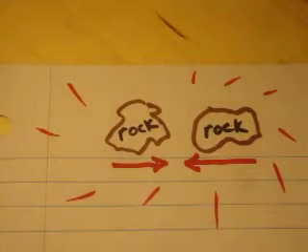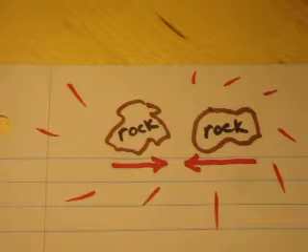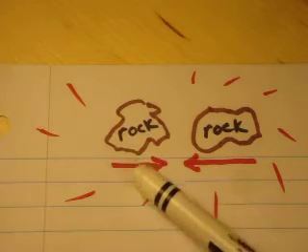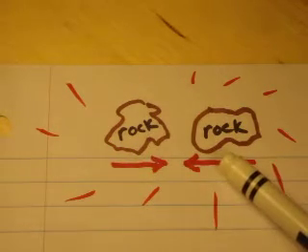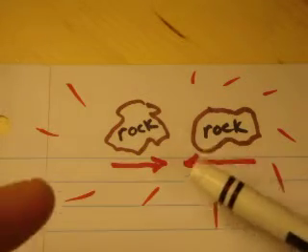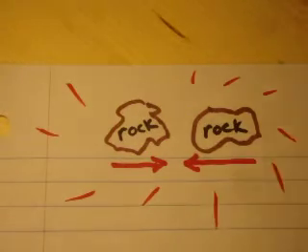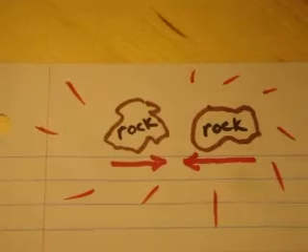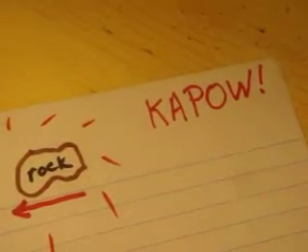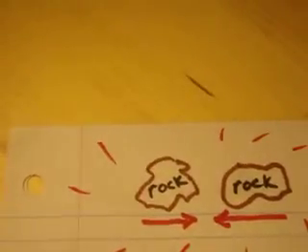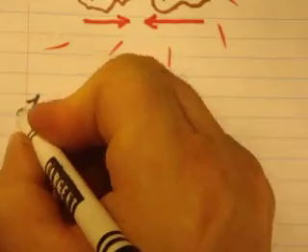Great. We are ready to start diagramming our first sentence, so make sure you have your paper out. Here is a rock, and here is another rock, and they are colliding together. And here's my special effect. Get ready for it. Kapow! Okay, let's write this sentence.